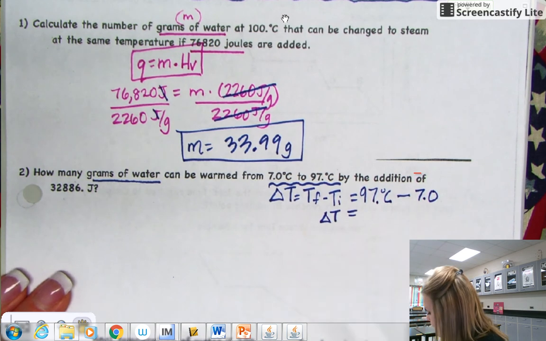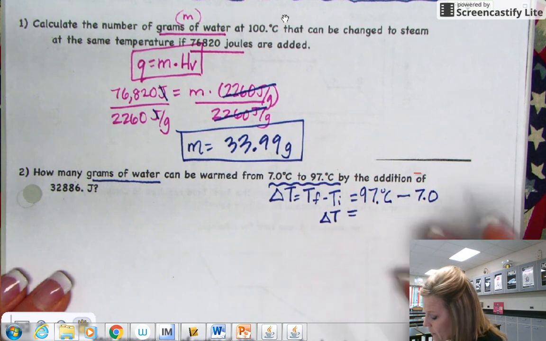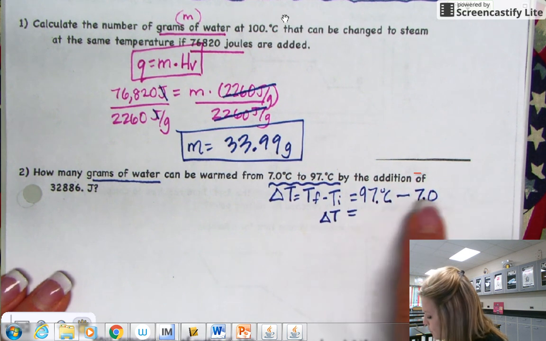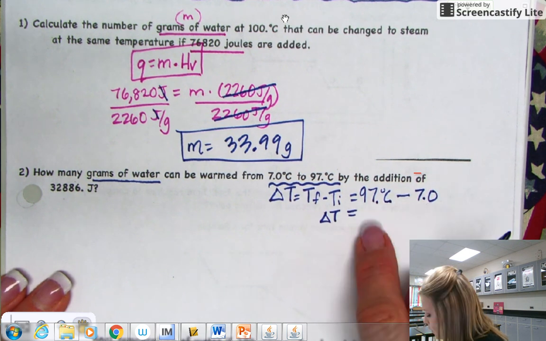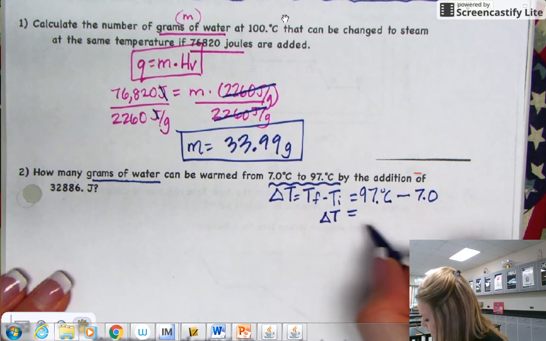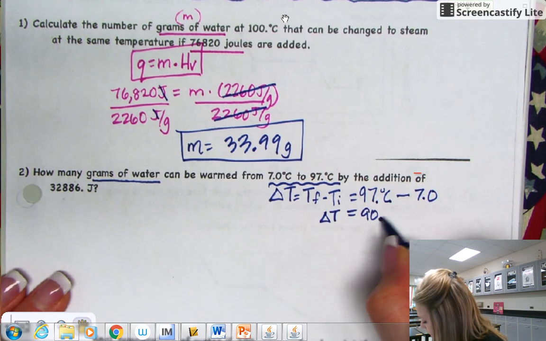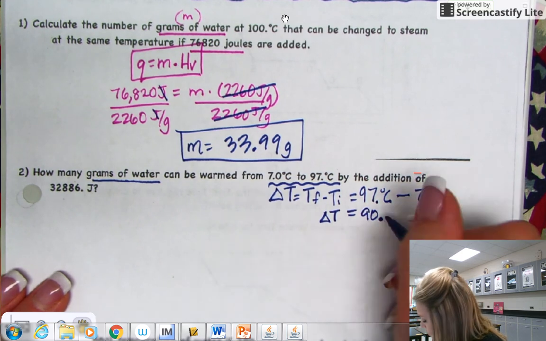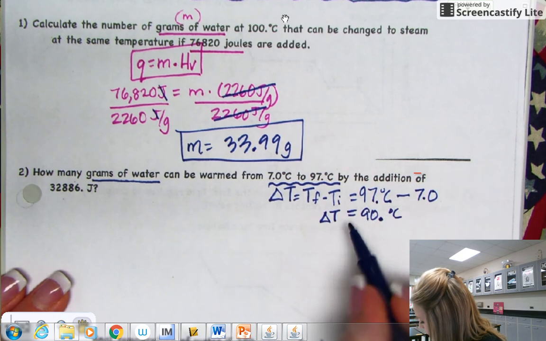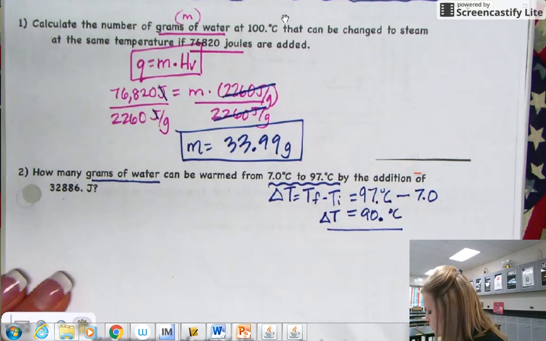Q equals MCΔT. So when you subtract here, remember, go by the least decimal places. This has no decimal places. This has one decimal place. So we're going to round this answer to the whole number. So let's round to 90 with a decimal. Put your decimal point there so you'll keep your sig figs intact. Okay, so there's your delta T, 90 to 2 sig figs.